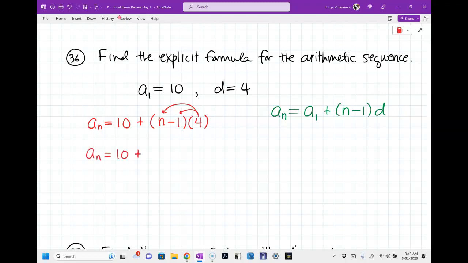So that's going to be 10 plus 4n minus 4. Okay, 10 minus 4 is 6. So I'm just going to write it like this: a sub n is equal to 4n plus 6. Sometimes they might write 6 plus 4n. It doesn't matter as long as those two terms are there. So that's your answer for that one.